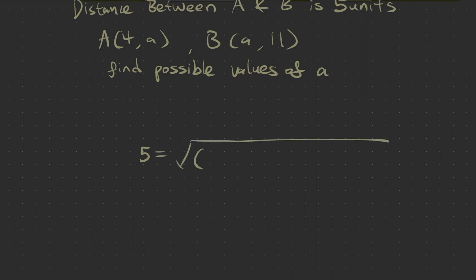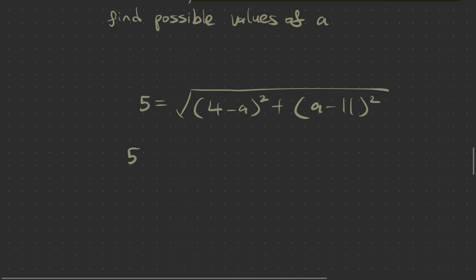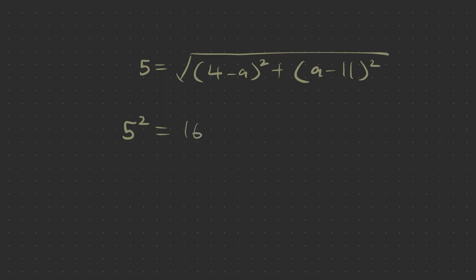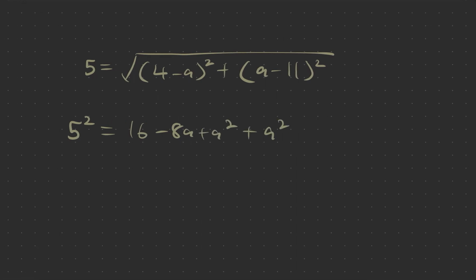So I'm just going to start with A. 4 minus a squared plus a minus 11 squared. Okay, I'm just going to get rid of the square roots because it's getting really annoying. So I'm just going to square both sides. So 5 squared equals to... 4 minus a squared is actually just 16 minus 8a plus a squared, plus a squared minus 22a plus 121.